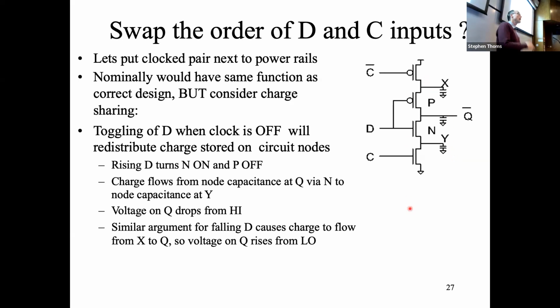But if you have the clock at 0 and you toggle D, then, okay, take a rising D, N turns on, P turns off, and charge will flow from Q to Y. And so the voltage at Q will drop. And if you went the other direction, you'd have the same problem in the other way. So basically, because of charge sharing between these nodes, if you put the clock at the outside, then although the output is high impedance, it doesn't hold its value terribly well when D toggles, and that's not good. So putting the clock in the center removes that problem, and it's the way we go.